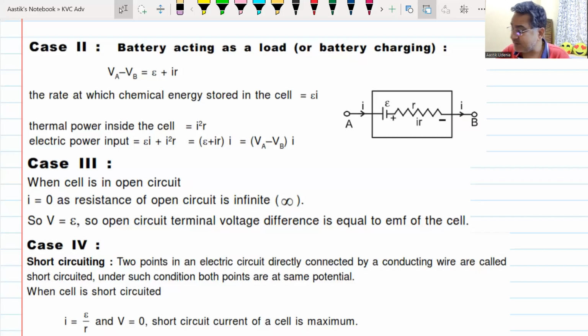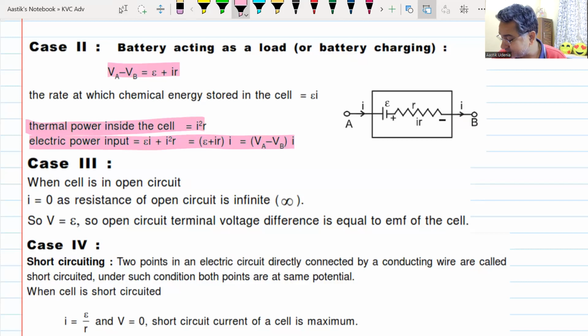And these are the other cases. When the battery is getting charged, the potential difference becomes E plus Ir. The thermal power inside the cell is I squared r. The power output is this one. We understand this? Yes, sir. If the battery is in open circuit, the potential difference will become the same as EMF. If it is short circuited, the potential difference will become zero. Do we understand this? Yes, sir. I'll give you 2 minutes to note this down.